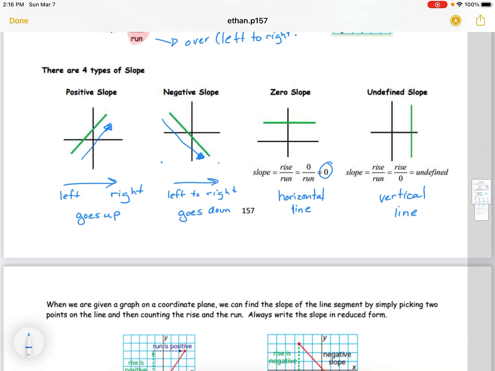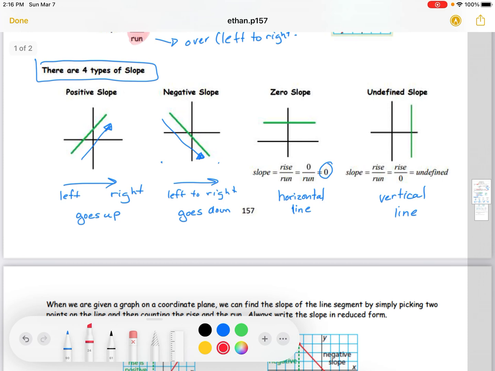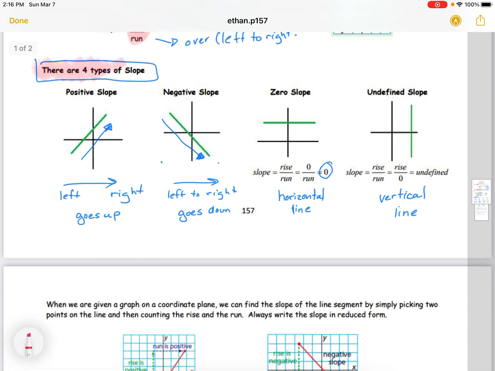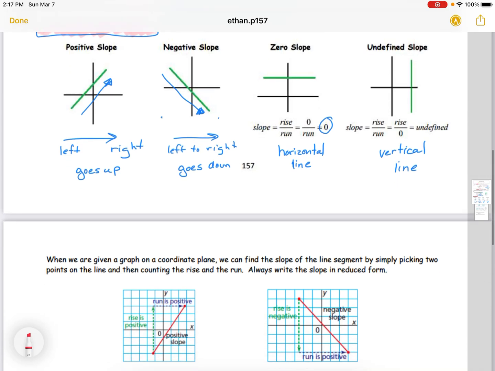So it's really important for you to take some time, make sure you understand the 4 different types of slope, okay? And some people get confused about positive and negative. Always think looking from left to right, okay? I'm reading the page from left to right, and then that'll help you with the going up or down.